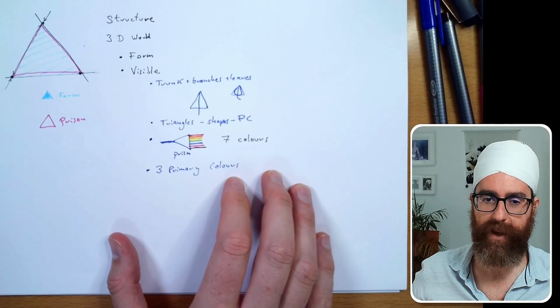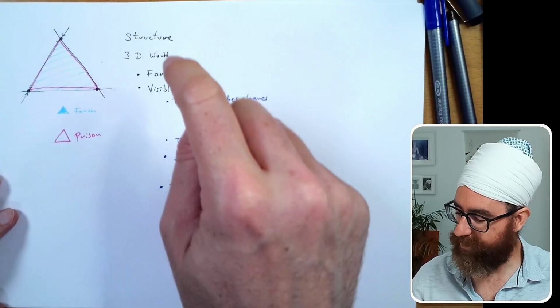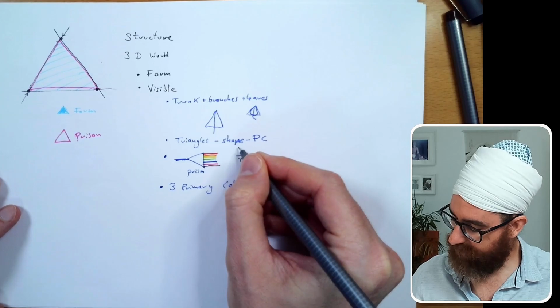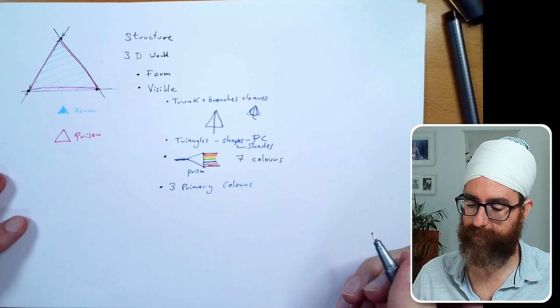But when you have three colors, you can mix them up. And then by mixing them, you can create all sorts of shades. Yeah, three colors imply already like mixing of them and creating different shapes and shades. So shapes and also shades.